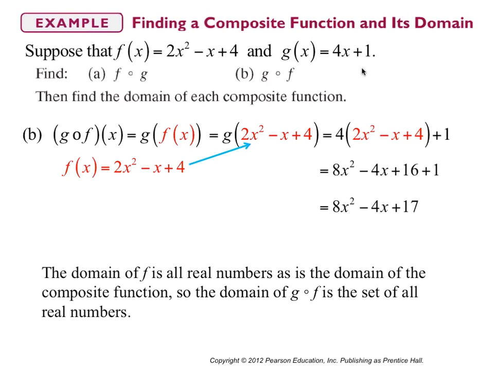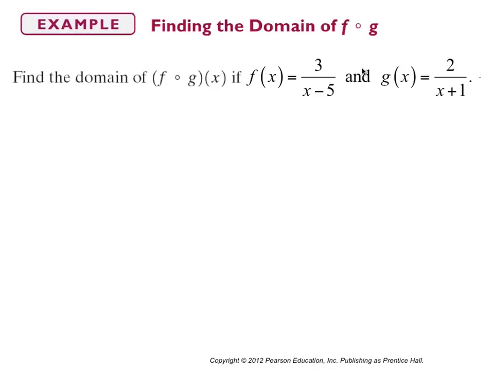The domain of f is going to be all real numbers, and so is the domain of your composite function. So the domain of g composed with f is still just going to be the set of all real numbers. So it's easy when they're both nice things where you don't have any denominators or square roots. It's just nice polynomials.